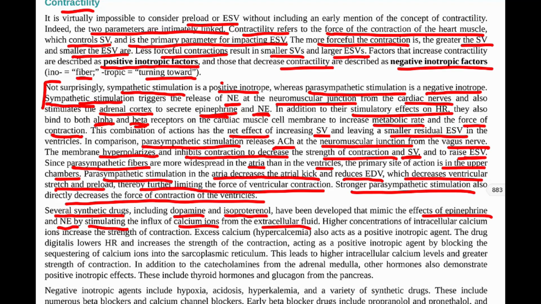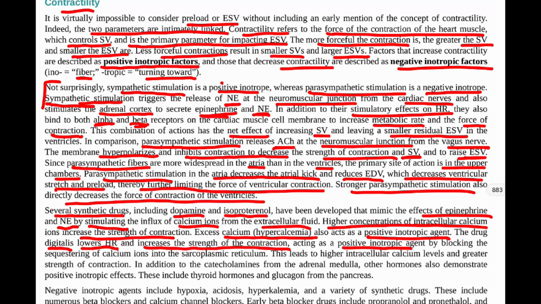Higher concentrations of intracellular calcium ions increase the strength of contraction. Excess calcium, or hypercalcemia, also acts as a positive inotropic agent, so a stronger contraction. The drug digitalis lowers the heart rate and increases the strength of contraction, acting as a positive inotropic agent by blocking the sequestering of calcium ions in the sarcoplasmic reticulum. So it allows those to get out of there, which is going to increase the strength of contraction. It leads to a higher intracellular calcium level and greater strength.